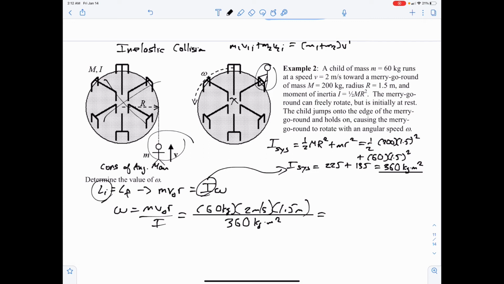And let's see, we have 2 times 1.5 would be 3. 3 times 60 is 180. 180 over 360 is 0.5. The units would be radians per second.